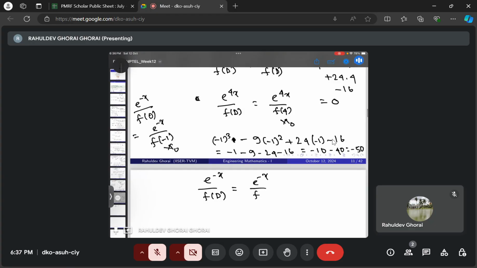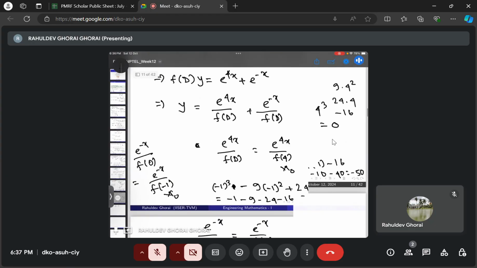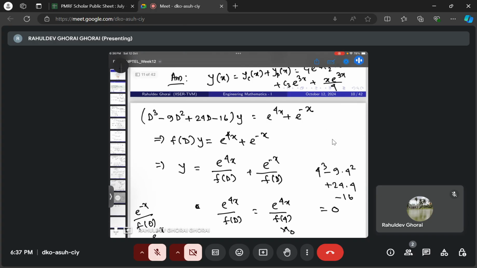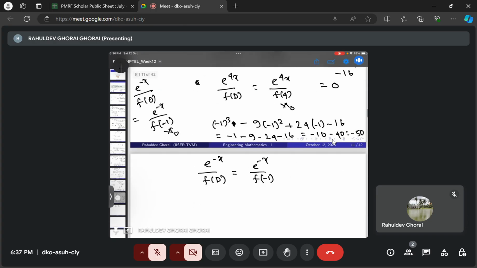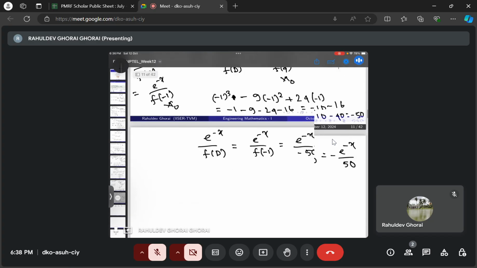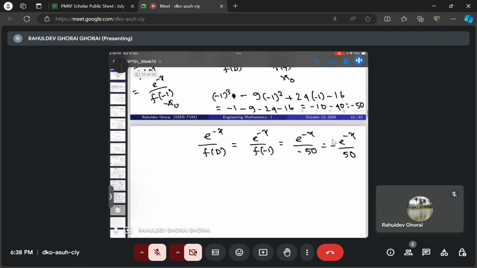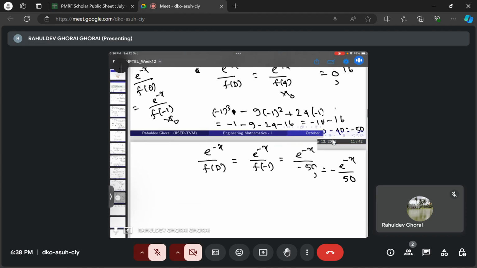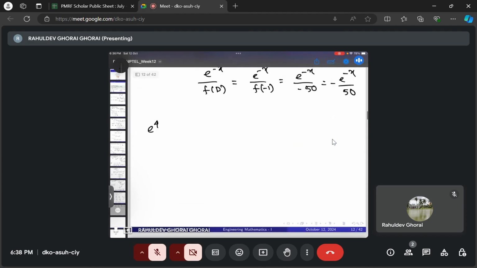You can write it as f(-1), because in this case f(D) is D cubed minus 9D squared plus 24D minus 16. That will be e^(-x)/(-50), that is minus e^(-x)/50. Right? That's what you get from e^(-x)/f(D). But e^(4x)/f(D) you cannot do that easily.